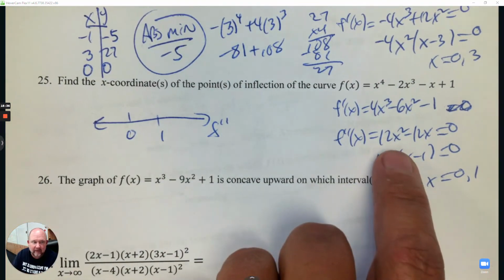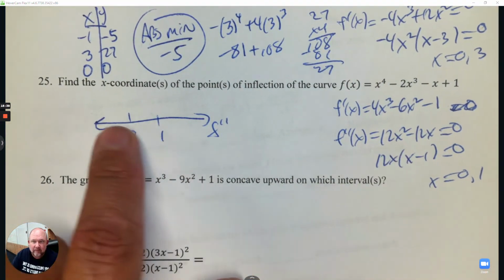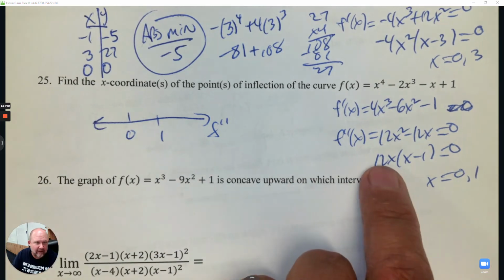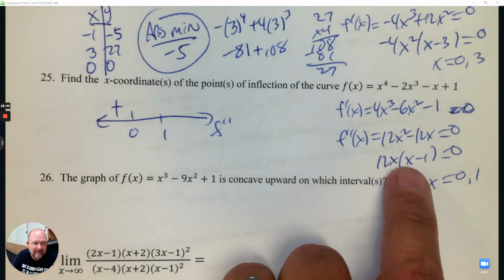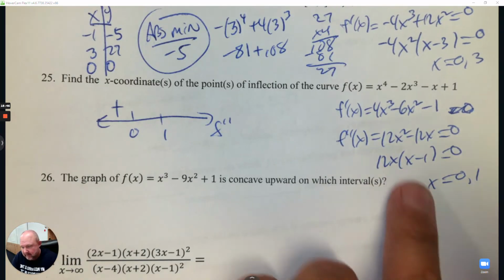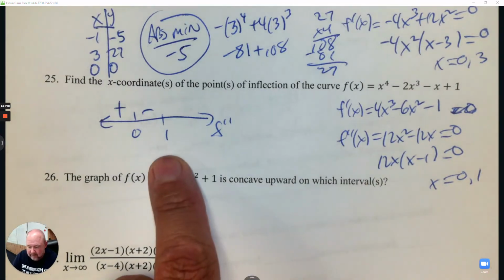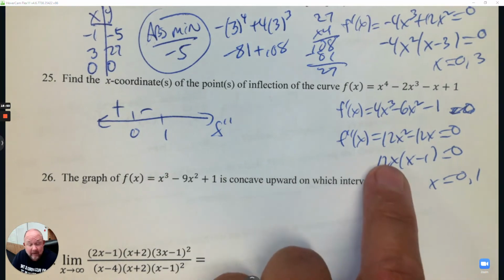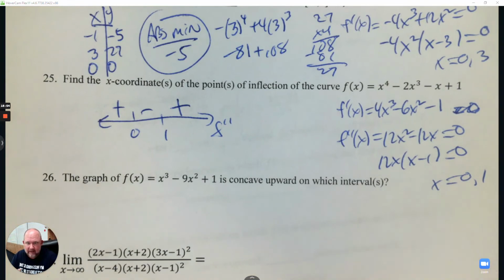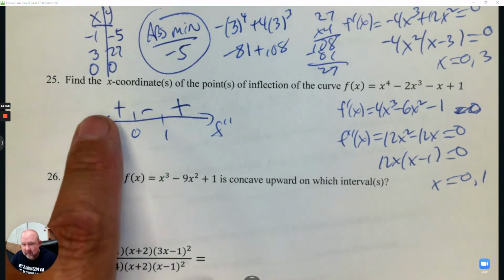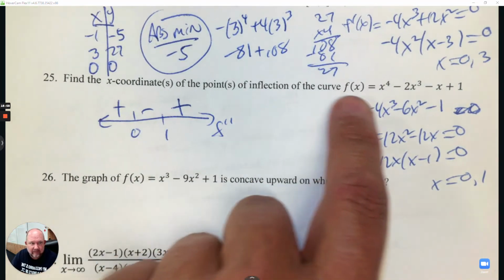Then into the second derivative, we're going to plug in a negative 1. So negative times the negative. Then I'm going to plug in 1/2. That's a positive times a negative. And then I'm going to plug in a number bigger than 1. And then see if the concavity is positive or negative at each interval. And then wherever the sign changes is a point of inflection.